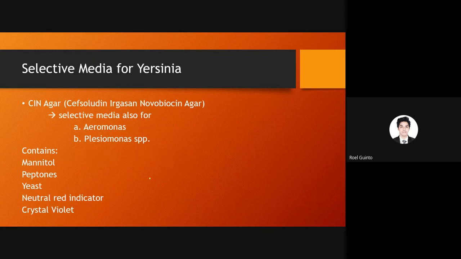So what is selective media for Yersinia? We have the CIN agar, or cefsulodin-irgasan-novobiocin agar. This CIN agar is also used for the isolation, or as a selective culture media, for Aeromonas and Plesiomonas. This culture media contains mannitol, peptones, yeast, neutral red indicator, and crystal violet.